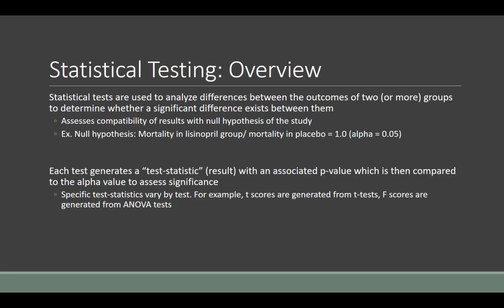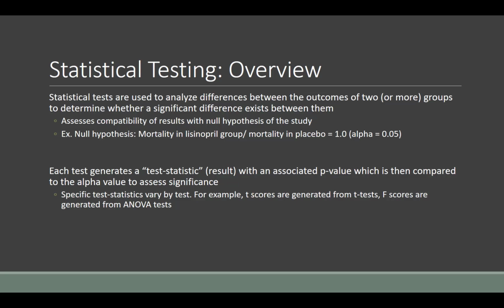An example would be the null hypothesis of our dilemma at the beginning: mortality in the lisinopril group divided by the mortality in the placebo group is 1.0. The null hypothesis says there's no difference, but we want to prove that there is a difference potentially within a given range of randomness, and that our alpha value is 0.05, so we're accepting a 5% chance that our results will be due to chance alone.